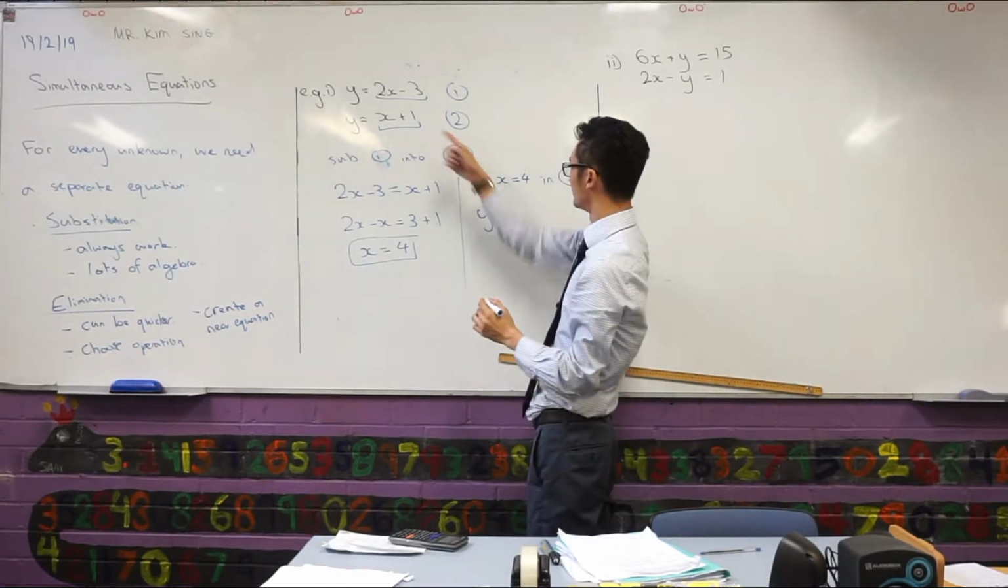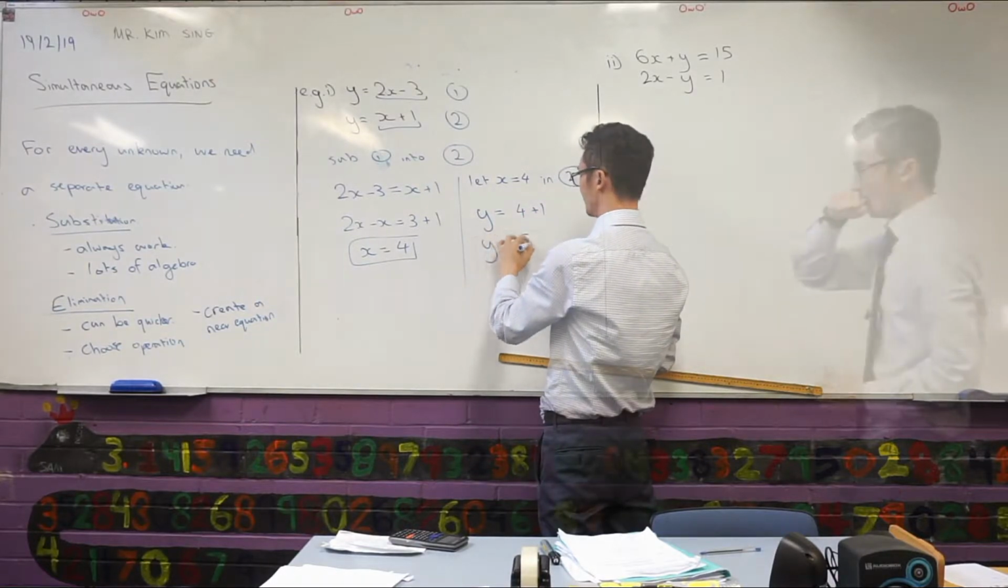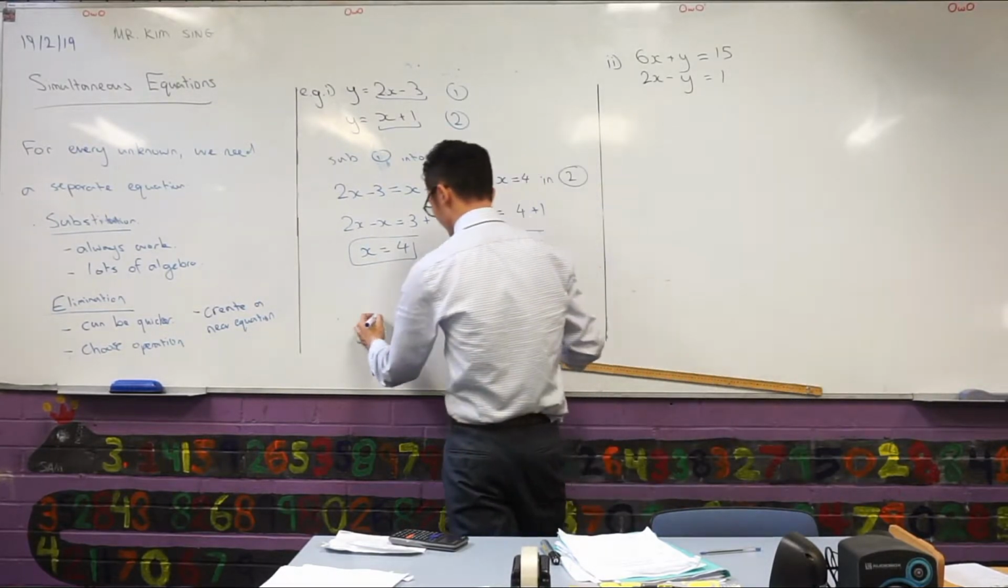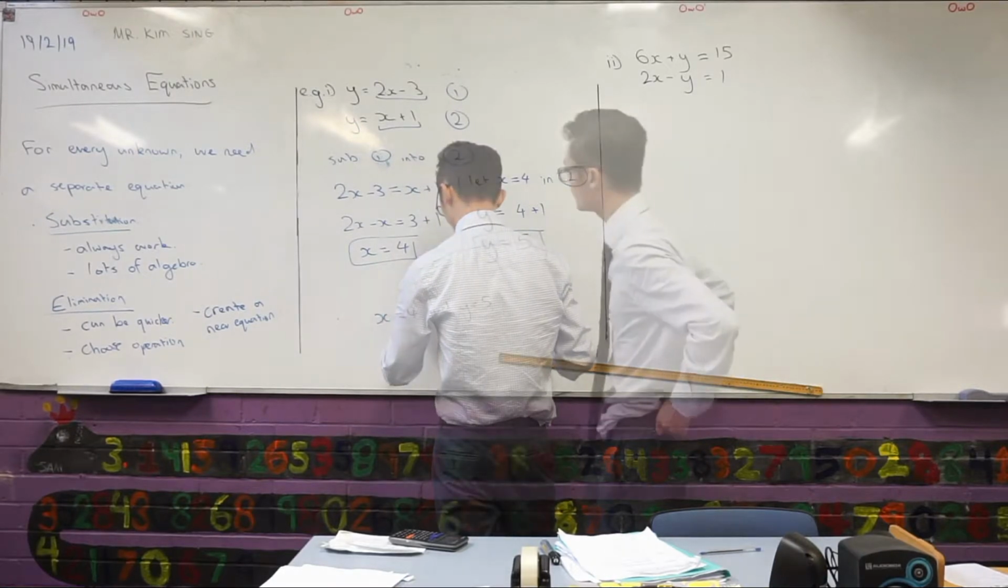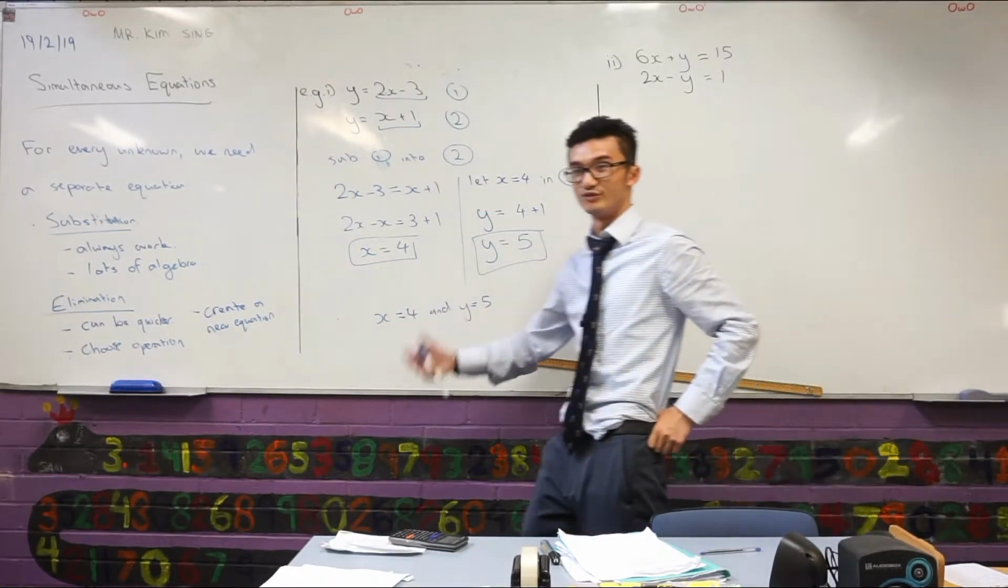So I'm letting x equal to 4 here, and so y will equal to 5. So my answers are x equals to 4 and y equals to 5. Okay, not too bad, right? We've seen stuff like this before.